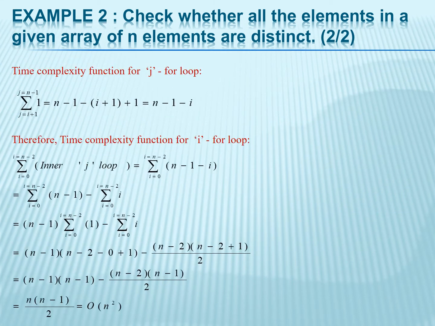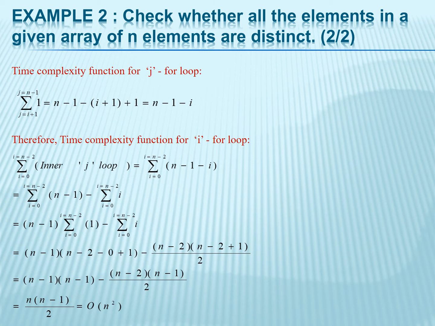The time complexity function for the J for loop is derived using the summation formula J equals I plus 1 to n minus 1. The range of J represents the range of J in the algorithm's J for loop, which is I plus 1 to n minus 1. The summation is applied to 1 because the statements inside the J for loop take 1 unit of time for execution.